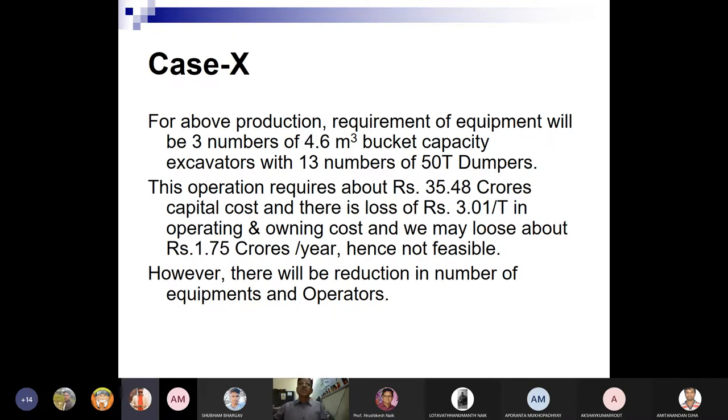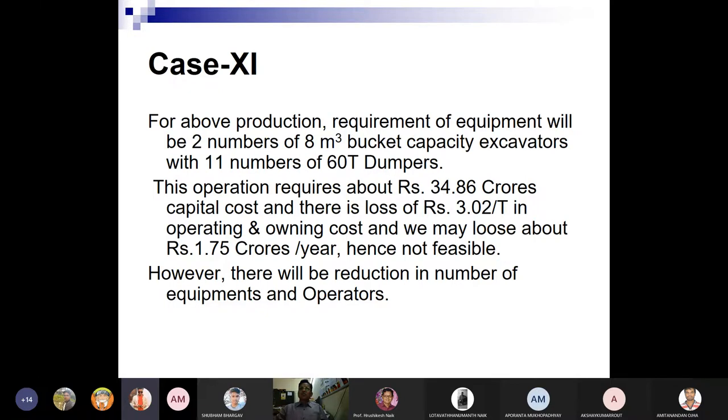The 10th case study is for the above production, the requirement of equipment will be 3 excavators of 4.6 cubic meter bucket capacity with 13 numbers of 50 ton dumpers. This option requires about rupees 35.48 crores capital cost and there is a loss of 3.01 per ton in operating and owning cost, and we may lose about rupees 1.75 crores per year, hence not feasible. However, there will be reduction in number of equipments and operators.